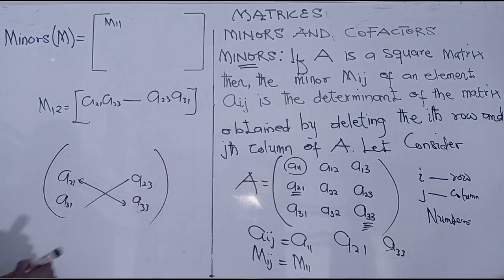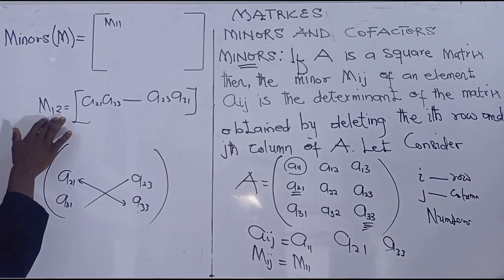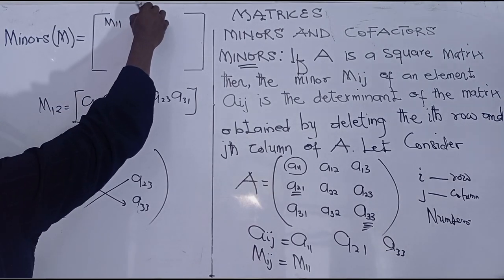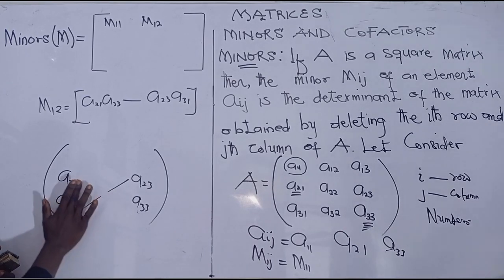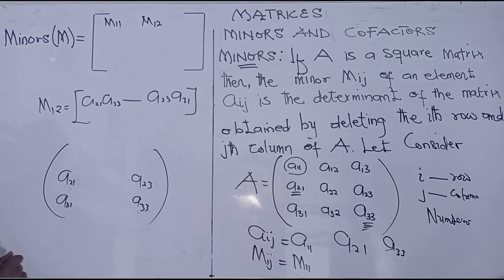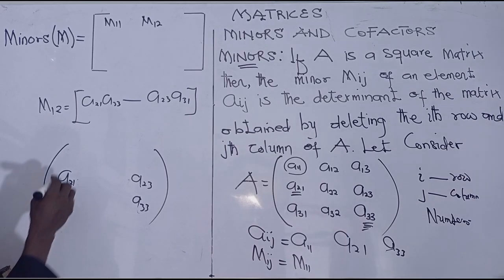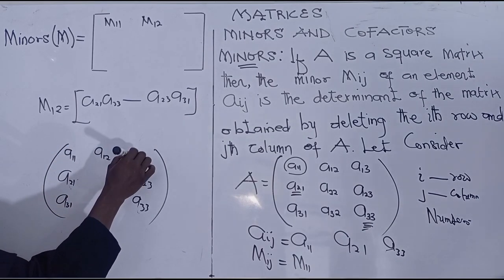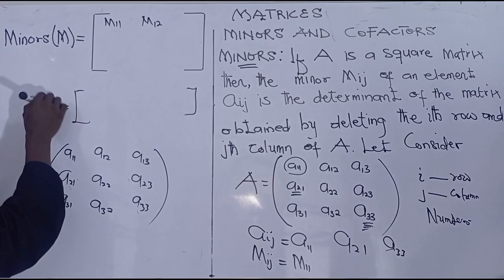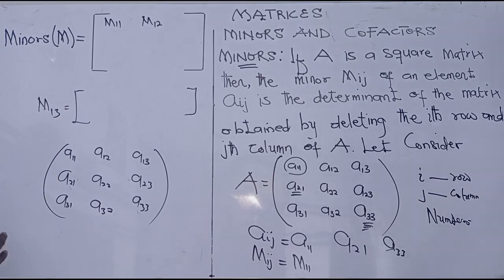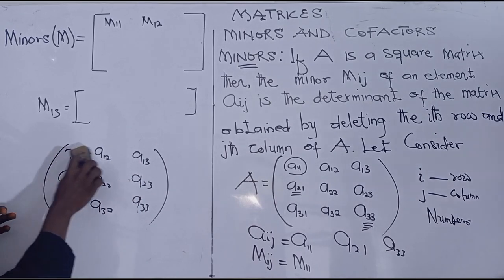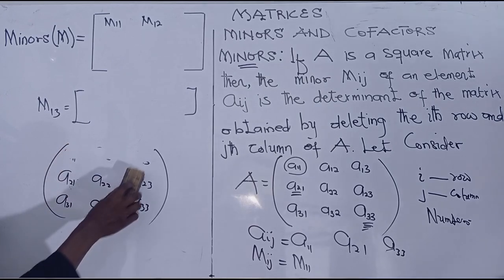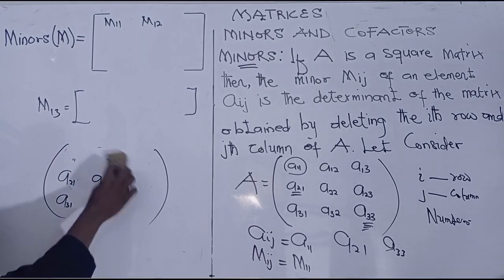A31. And that is going to be the minor for M12. So we have M12. Now let's find the minor of M13. We have M13, which means the minor of the first row and then the third column. So this is the first row and this is the third column.